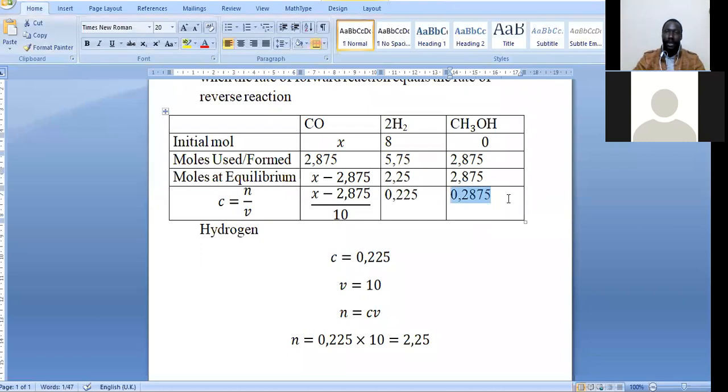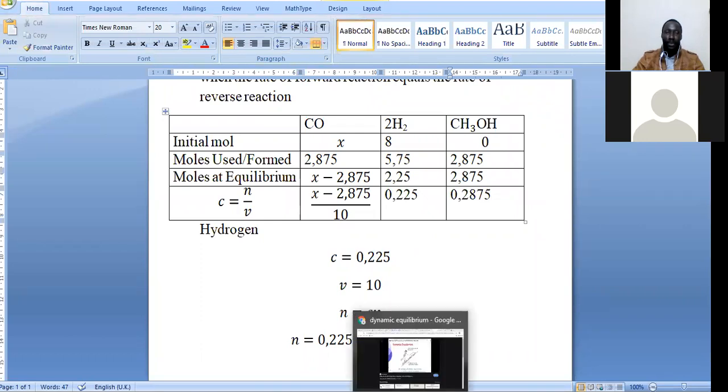Okay, so now here is the question. How do we find the value of x? Now notice there is one piece of information we have not yet used.